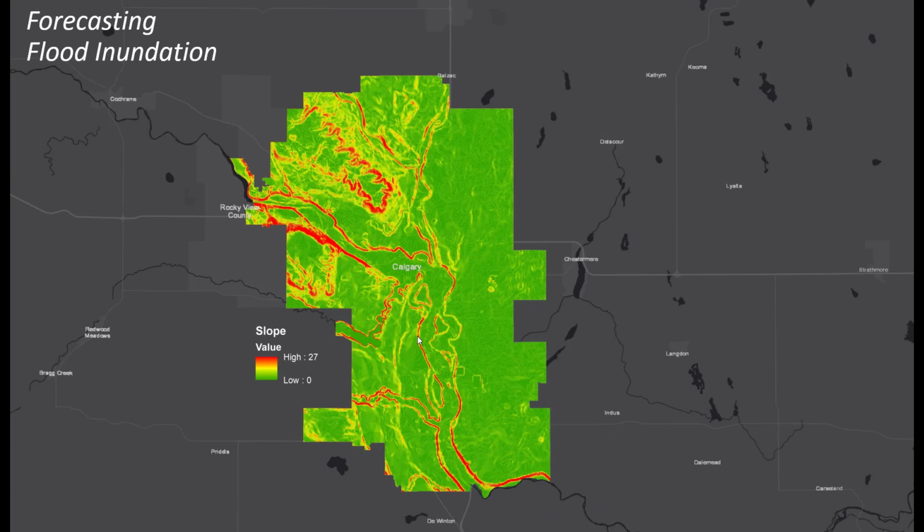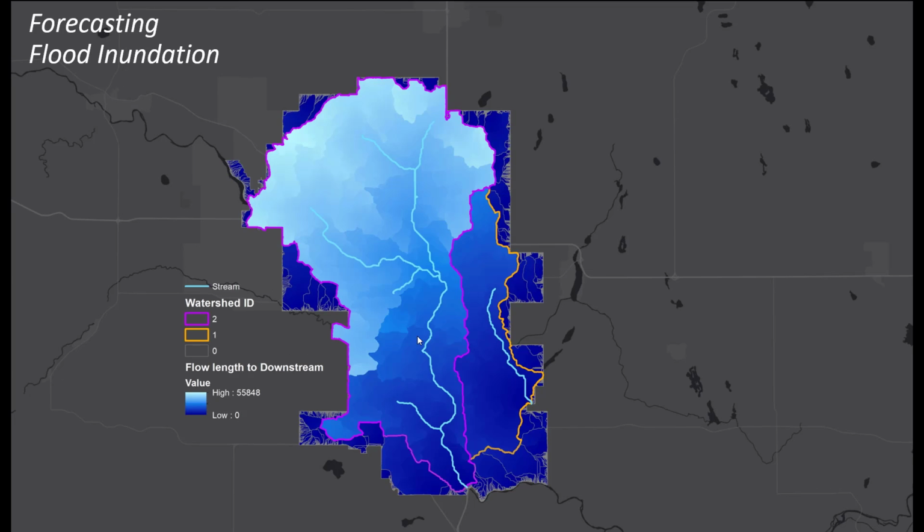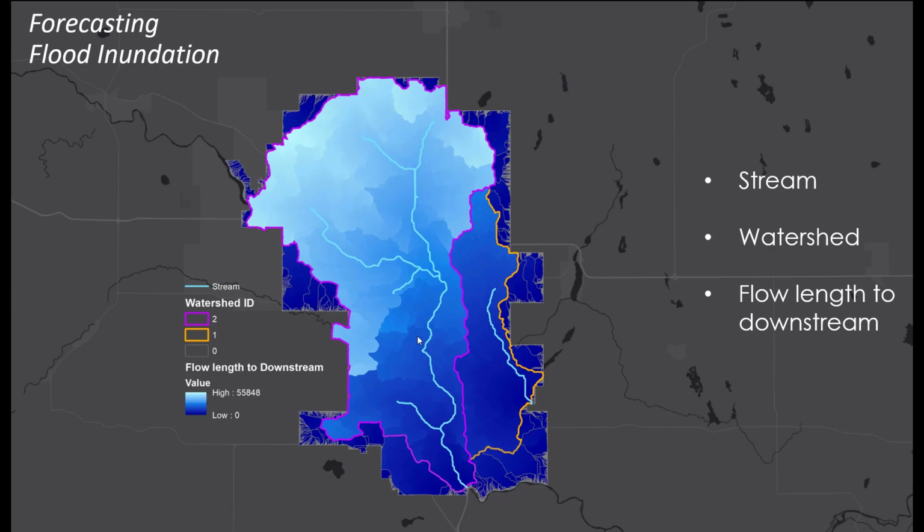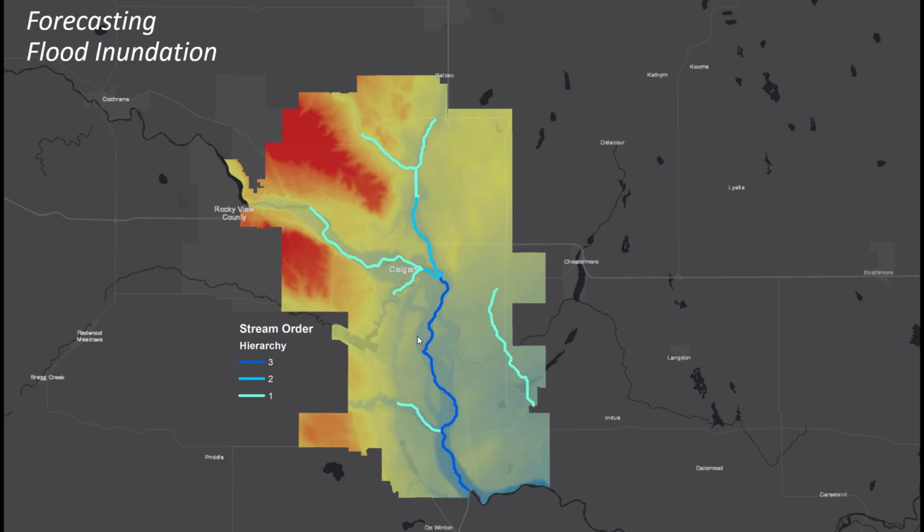Slope is also created from the digital elevation model data, since we believe topography has a tremendous impact on water flow and flooding. We use the DEM file to calculate the flow direction as well as the flow accumulation in order to create the stream network. In our model, we find two large watersheds in Calgary and calculate the flow lengths to downstream, since downstream areas are more vulnerable to flooding.